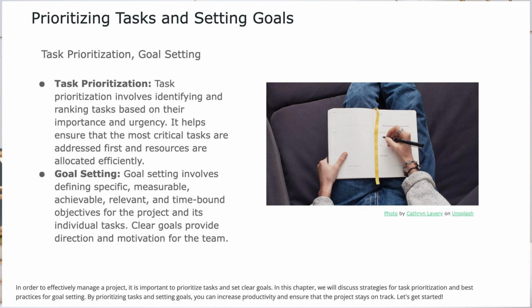You might ask, what do I do when two tasks have the same priority level? While there are several frameworks to solve this common problem, I recommend using the value to effort ratio framework. This framework allows you to measure the impact of a task against the effort required to complete the task.